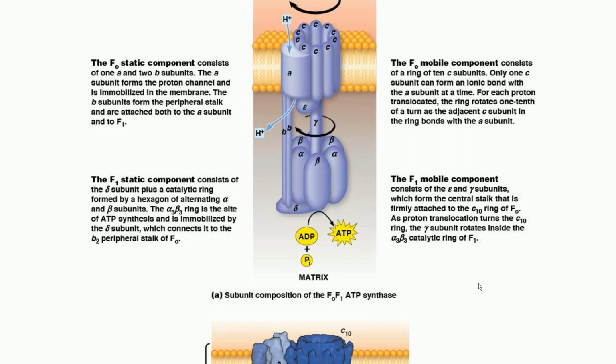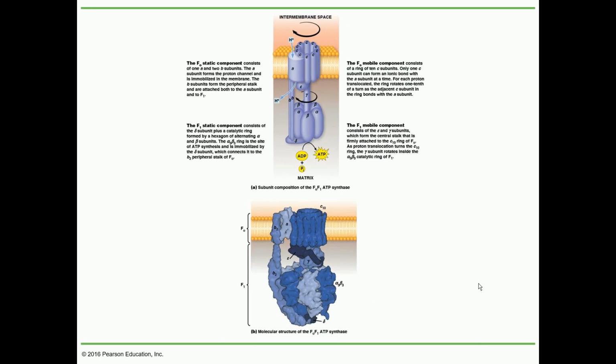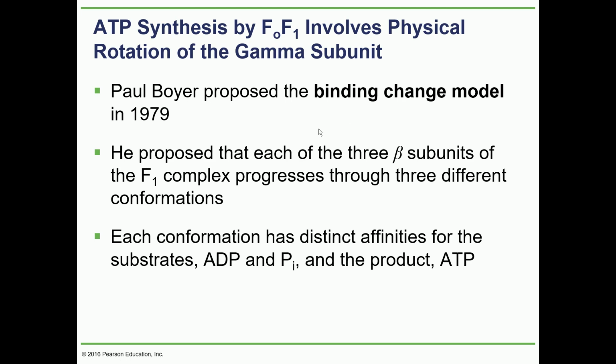Okay, so now we are going to talk about the beta subunits present in this catalytic knob, how they go through different conformations. They change conformation when this gamma subunit, which is connected to this subunit, moves. When the gamma moves, there is a change in the conformation of these beta subunits, and as a result ATP is produced.